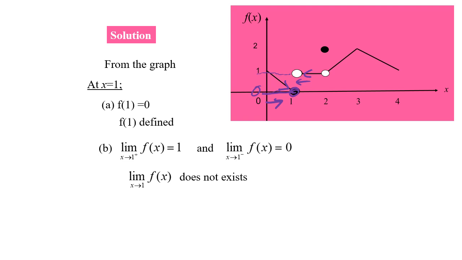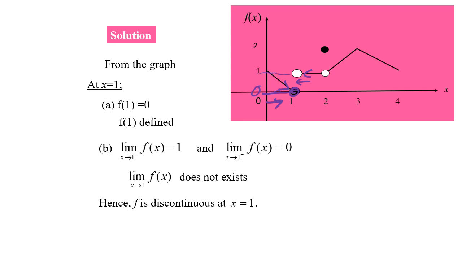That means we can stop at this condition only. We don't have to check the third condition. So what we can conclude, hence, f is discontinuous at x equal to 1, because it doesn't meet the conditions.